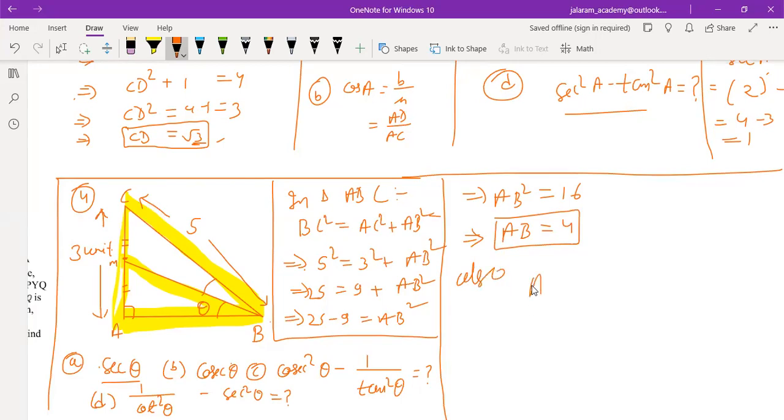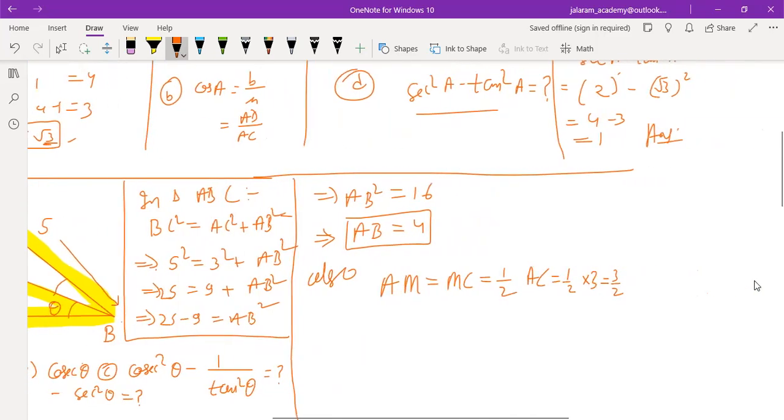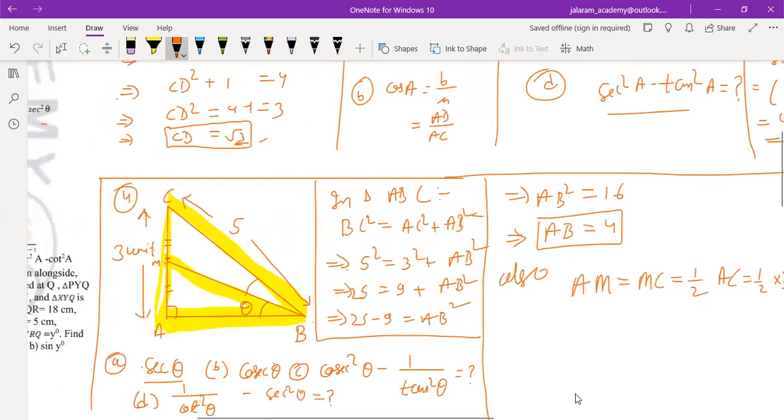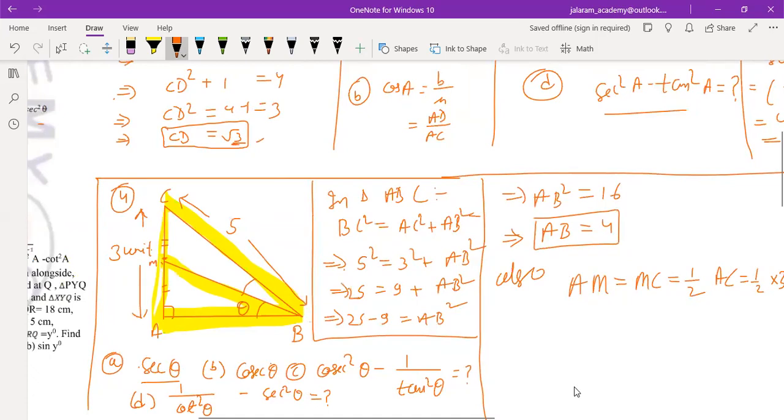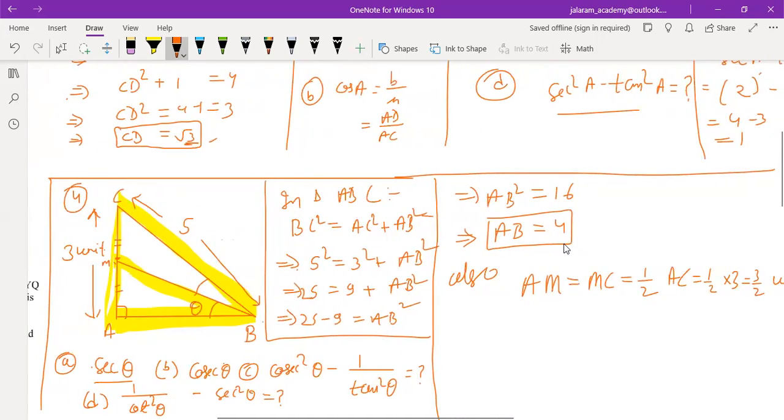also AM equals to MC is given, remember. This was misprinted and I have made a correction that M is the midpoint of AC. So AM equals to MC equals half of AC, that is half of 3 unit. So it is 3 by 2 unit. So AM is 3 by 2 unit. AB we have calculated is 4 units.